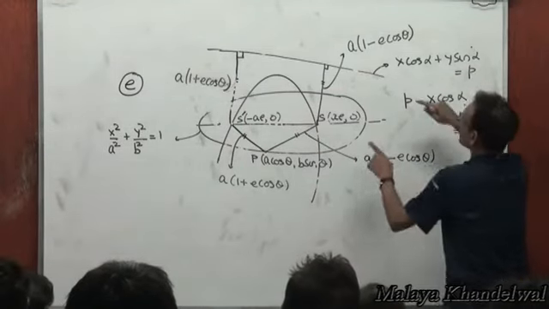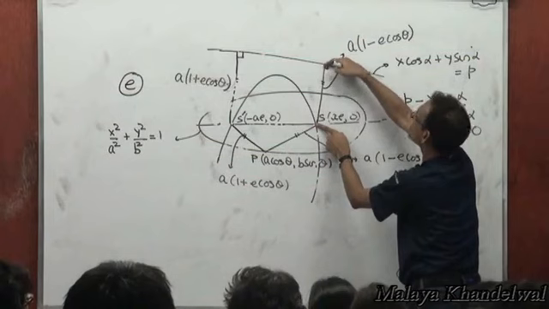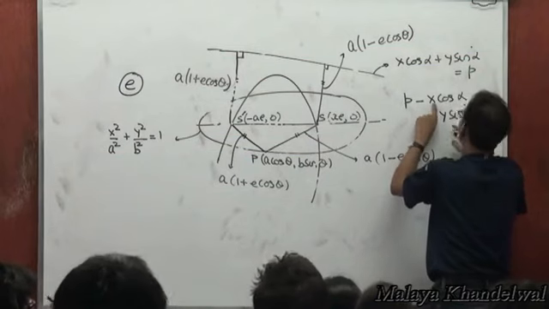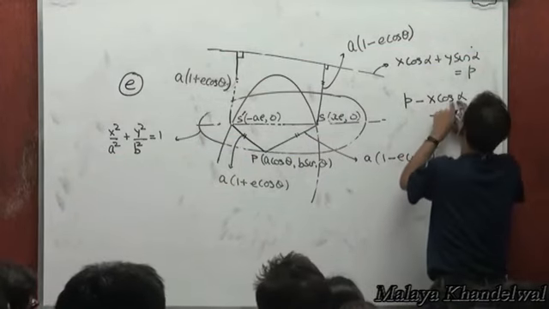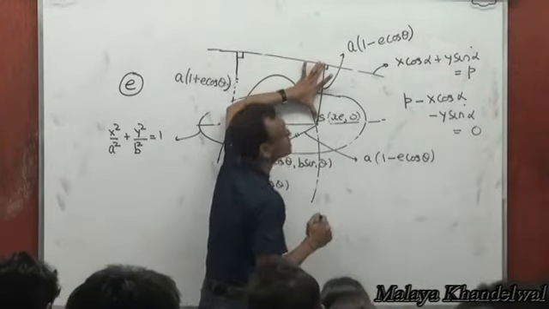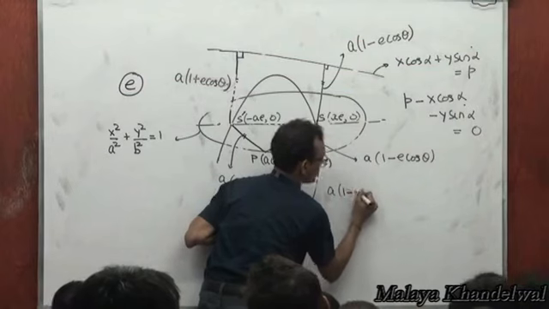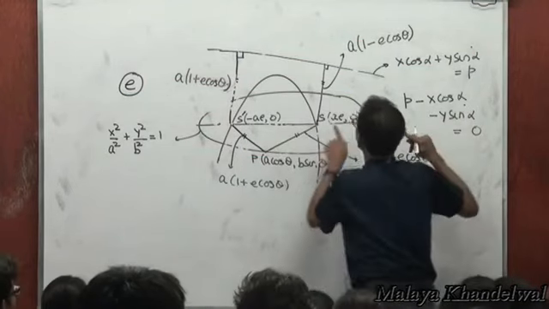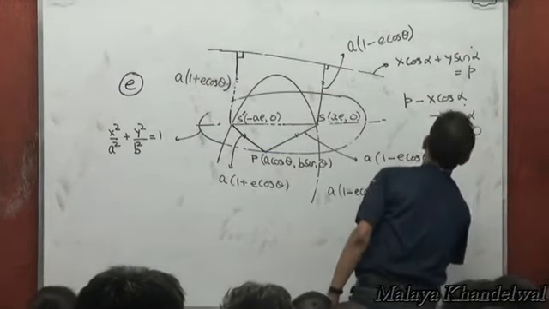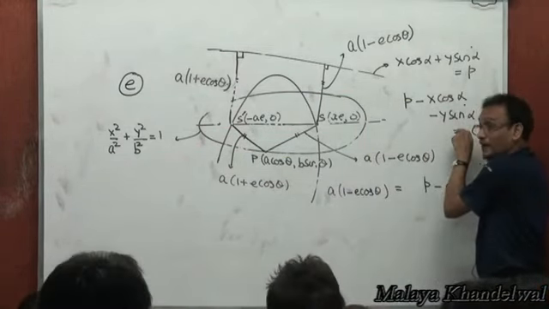Hey, this is the directrix and this is the perpendicular distance of AE from the directrix. Now, how do you find the distance of AE from this? Put x equal to AE, y equal to 0, and divide by root cos square alpha plus sin square alpha. This distance, which from a secondary consideration has turned out to be a into 1 minus e cos theta, is also the distance of AE from this line. So that's P minus AE cos alpha divided by root cos square alpha plus sin square alpha, yes or no?